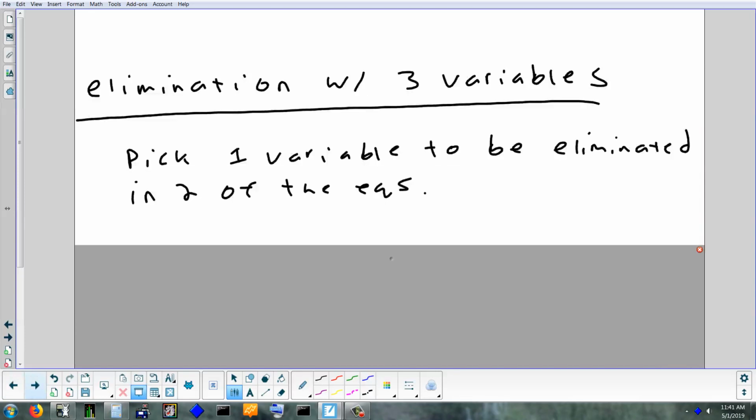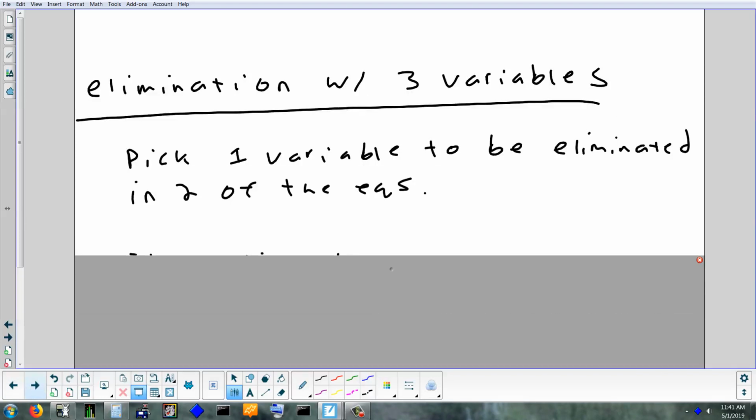So, the way you're going to do it, kind of like we did before, you're going to pick a variable to be eliminated in 2 of the equations. And you're going to have to do that twice.